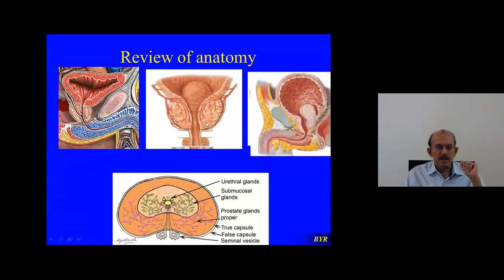When benign prostatic hypertrophy develops, you can see well-defined lateral lobes on either side and a central median lobe. The median lobe projects inside, and because of its projection, there develops a post-prostatic pouch. So you can see a post-prostatic pouch here.